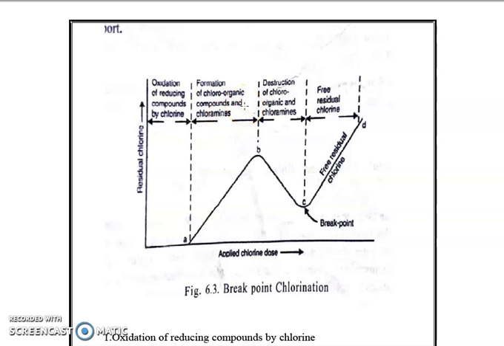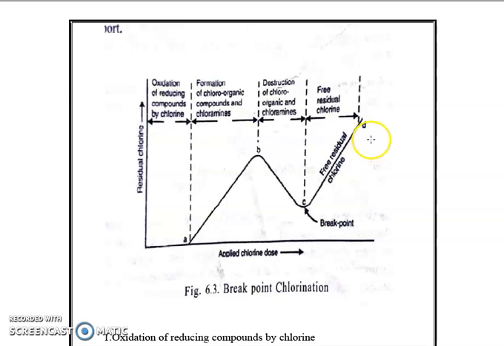The amount of residual chlorine increases from A to B due to the formation of chloro-organic compounds and chloramines. Then these formed chloro-organic compounds and chloramines are completely utilized for oxidation of micro impurities present in water. The free residual chlorine again decreases from B to C due to destruction of chloro-organic compounds and chloramines. This point C is called the breakpoint.